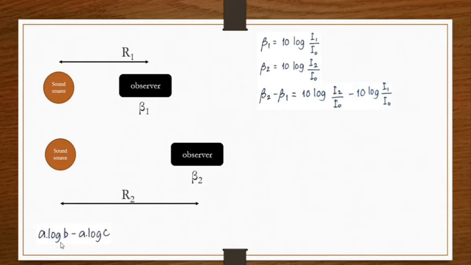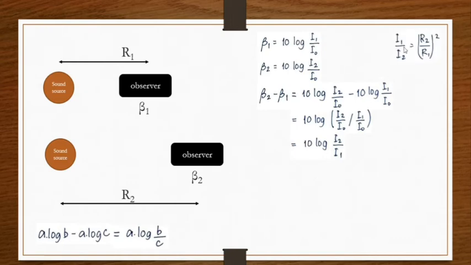And we know that a log b minus a log c is equal to a log b over c. So it is equal to 10 times the log of I2 over I0 divided by I1 over I0. So it is equal to 10 times the log of I2 over I1. And we know that I1 over I2 is r2 over r1 squared. That is the inverse square law.